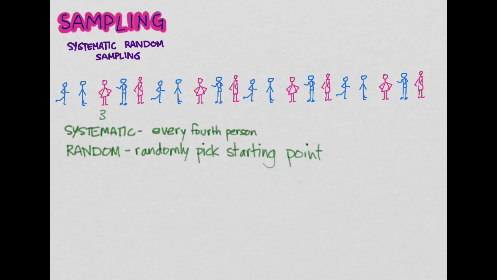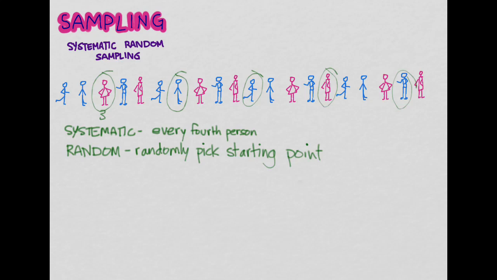So we'd say 1, 2, 3, 4. Hold on, I messed that up. We'll start with the third person, so we'll take that one. Then we'll move 1, 2, 3, 4, and take that person. And so we would randomly pick the starting point, but then we would systematically pick people after that.